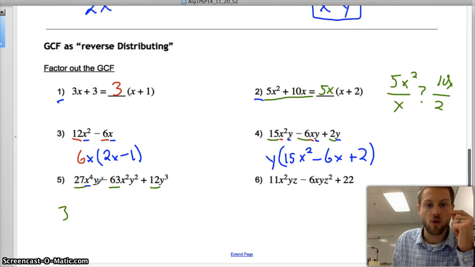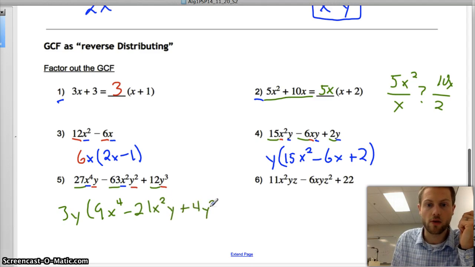Next, let's take a look at the x's. I've got an x to the 4th. I've got an x squared, but no x's here. So cross that off the list. I've got a y squared, and a y cubed. So I think that 3y is going to be my greatest common factor. And what do I have left? A 9x to the 4th minus whatever this is, 21x squared y, plus 4y squared. And that's all I have left of this one.